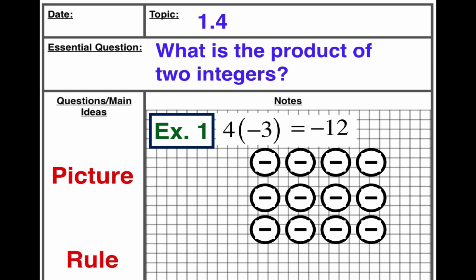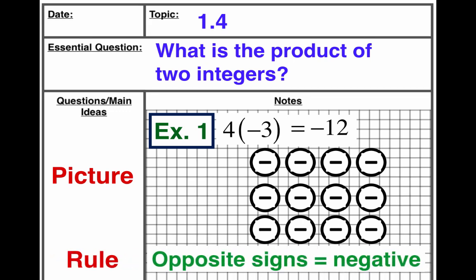But there's also a rule for this that we can remember. When you're multiplying opposite signs, like a positive 4 and a negative 3, those are opposite signs, you end up getting a negative answer. So when the two numbers you are multiplying are opposites, one of them's positive, one of them's negative, the answer, the solution, is also negative.